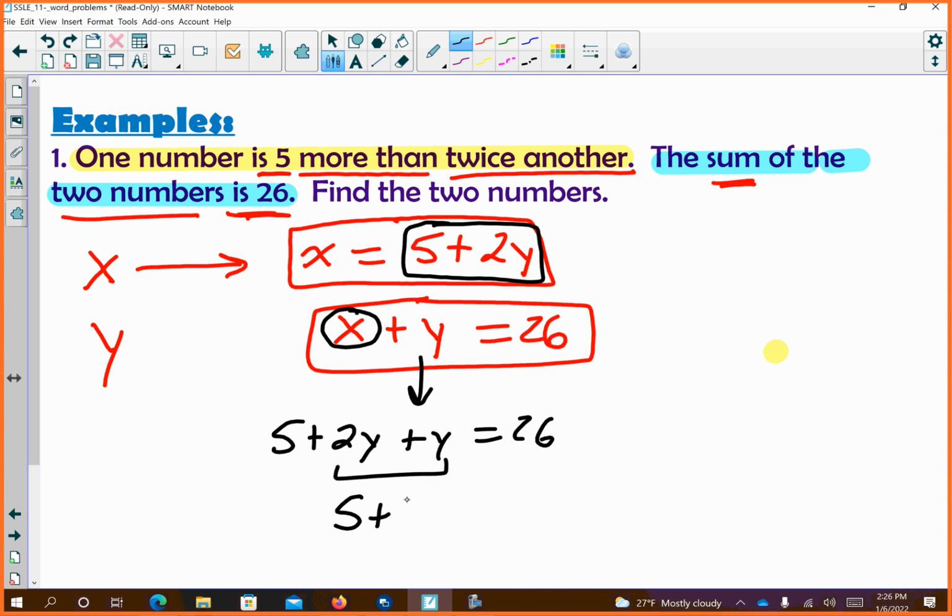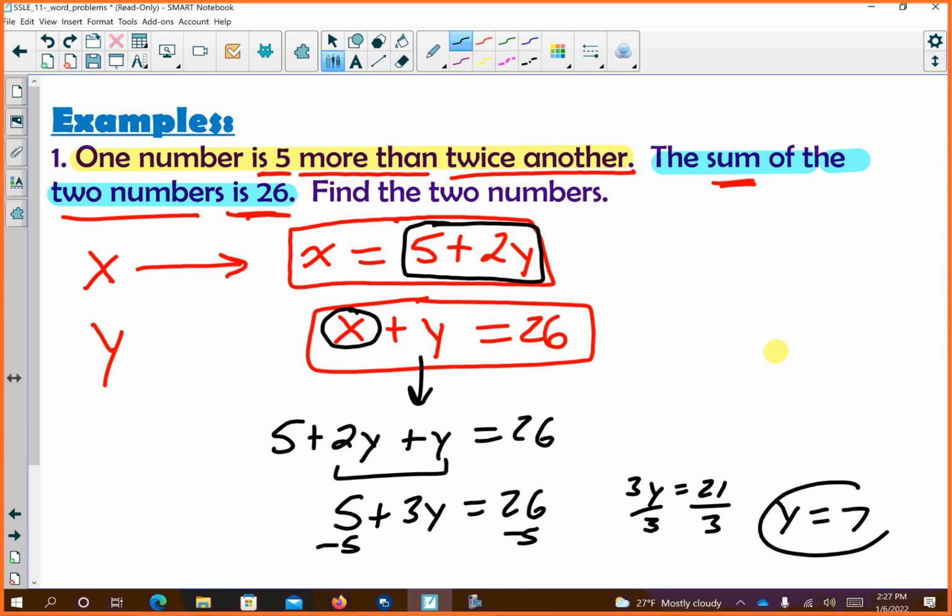If I add 2y and y together, what do I get? How many y's? 3y. Good. Then I'm going to subtract 5 from both sides. So I'm going to get 3y equals 21. Divide both sides by 3. So y equals 7. So one of my numbers is 7.